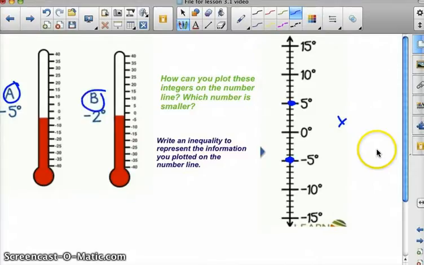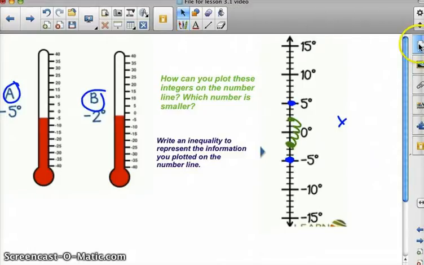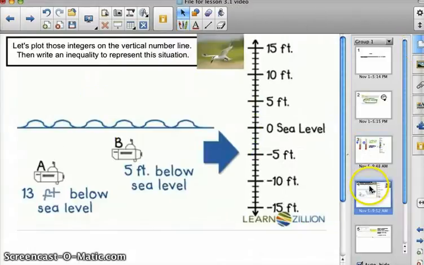Okay, thermometer B, -2. It's 2 degrees below zero on the number line. It's right here. Okay, that's -2. The opposite of -2, if it warmed up, would be +2. Okay, be 4 degrees warmer. 1, 2, 3, 4. Okay, so temperature is one spot that we use integers.